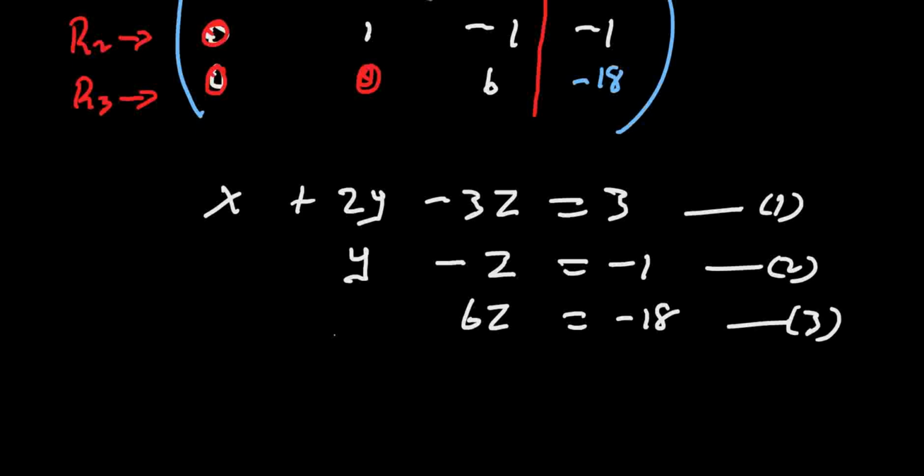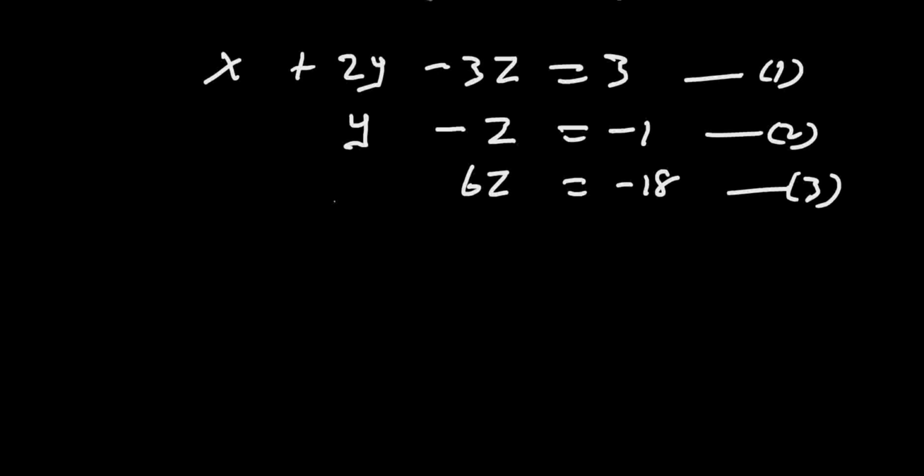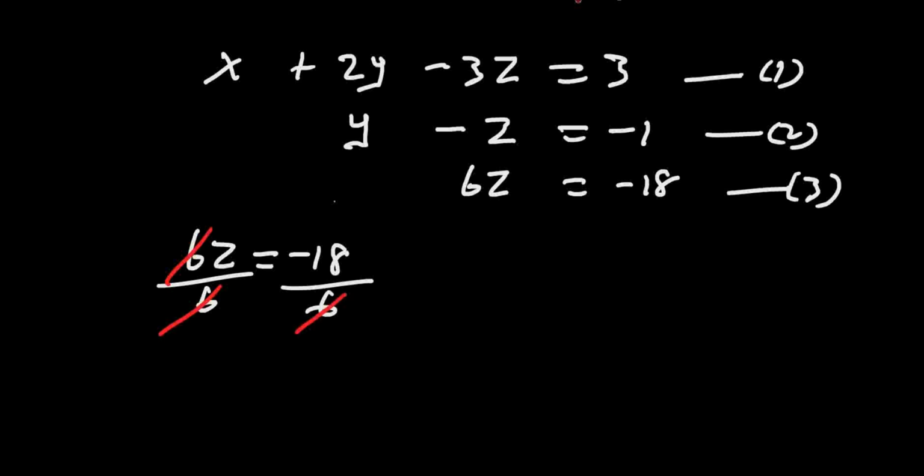So we begin with equation 3, looking for z. So 6z is equals negative 18, and then you divide both sides by 6, divide both sides by 6. So 6 will just cancel 6 from here, and 6 divided by 6 is 1. Negative 18 divided by 6 is negative 3. So therefore z is equals to negative 3.